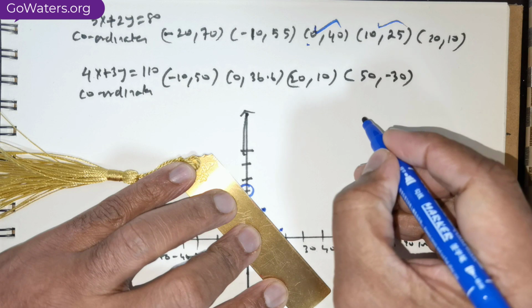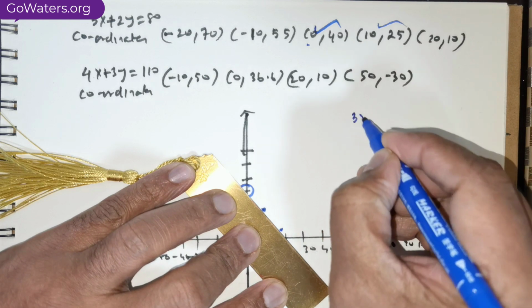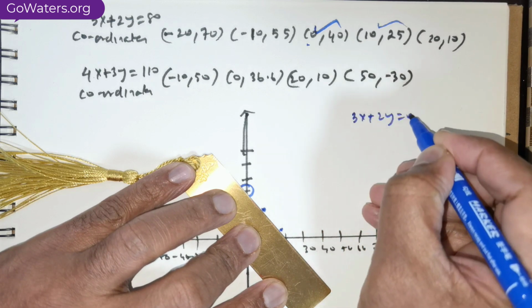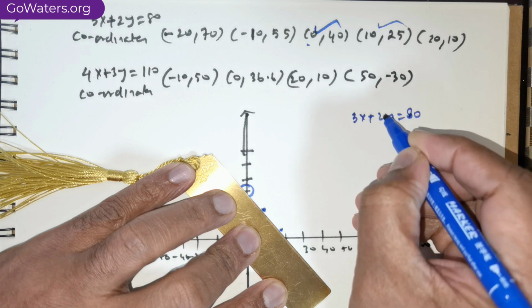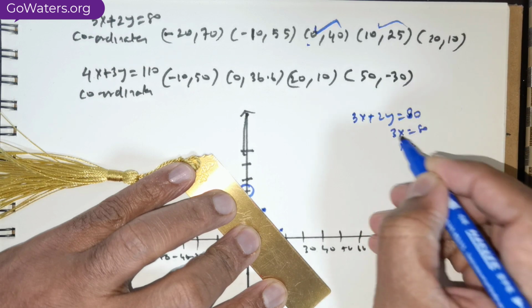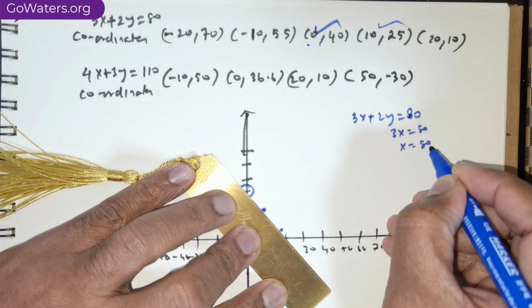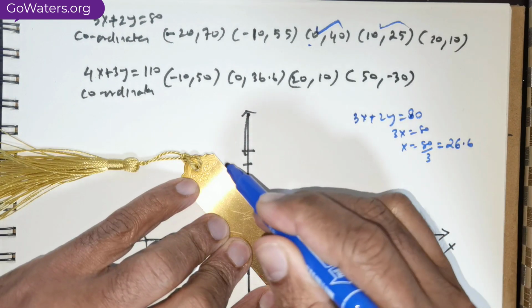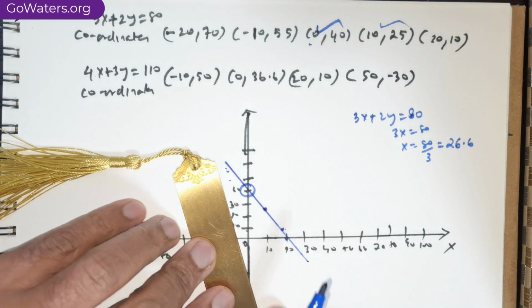If you are looking for the x intercept, all you need to do is take 3x plus 2y is equal to 80 and put y is equal to 0. So you get 3x is equal to 80 and x is equal to 80 divided by 3. Just drawing this, it's a rough figure.